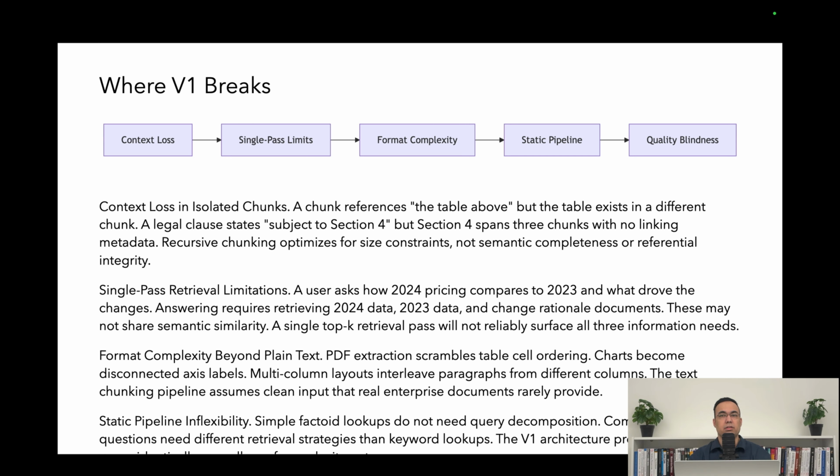The V1 architecture we covered earlier tracks the latency and errors, but not the retrieval relevance or generation faithfulness. Without component-level metrics, diagnosing the failures requires manual investigation. So these 5 categories define what we need to solve, and this is exactly what we're going to look at in the V2 architecture in this video.